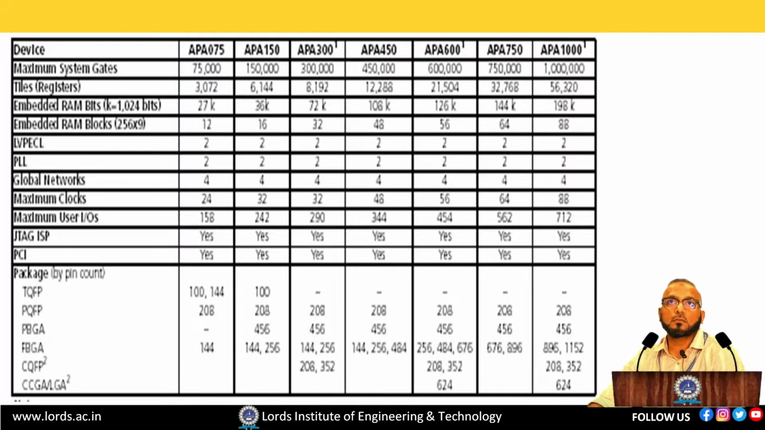Embedded RAM blocks more than 48. PLL, phase-locked loops, 2. It has the provision of JTAG ISP, maximum user IOs, and a maximum clock range of 48. PCI is inbuilt, and this is one of the commonly used designs in Altera technology.